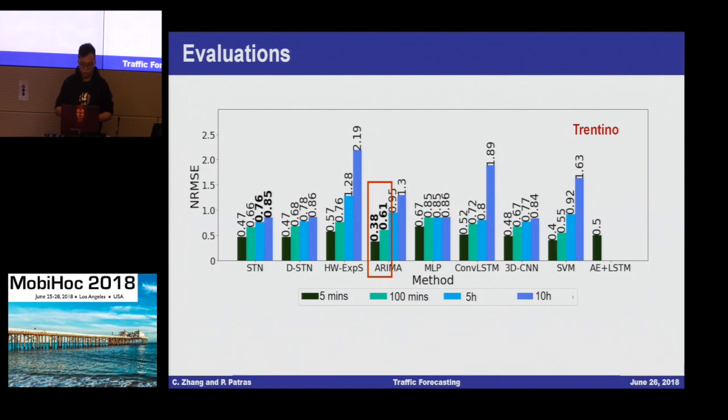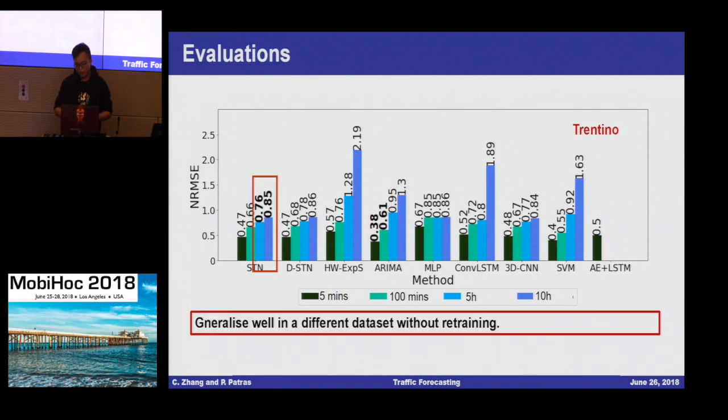So the last thing I want to show you is the generalization of our proposal. To this end, we test our architecture on another dataset. Remember that only exponential smoothing and ARIMA are trained on this dataset, and the other architectures are not trained on this dataset. We can see that the ARIMA actually works well in the initial 100 minutes, but after that, the STN gets a better performance. This means that our architecture can generalize really well to different datasets, even without training.